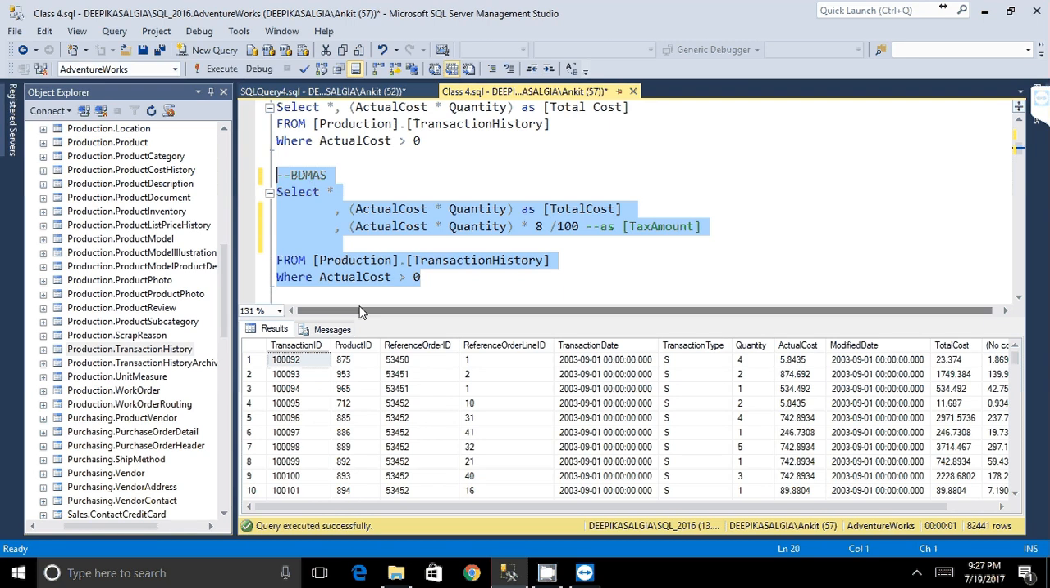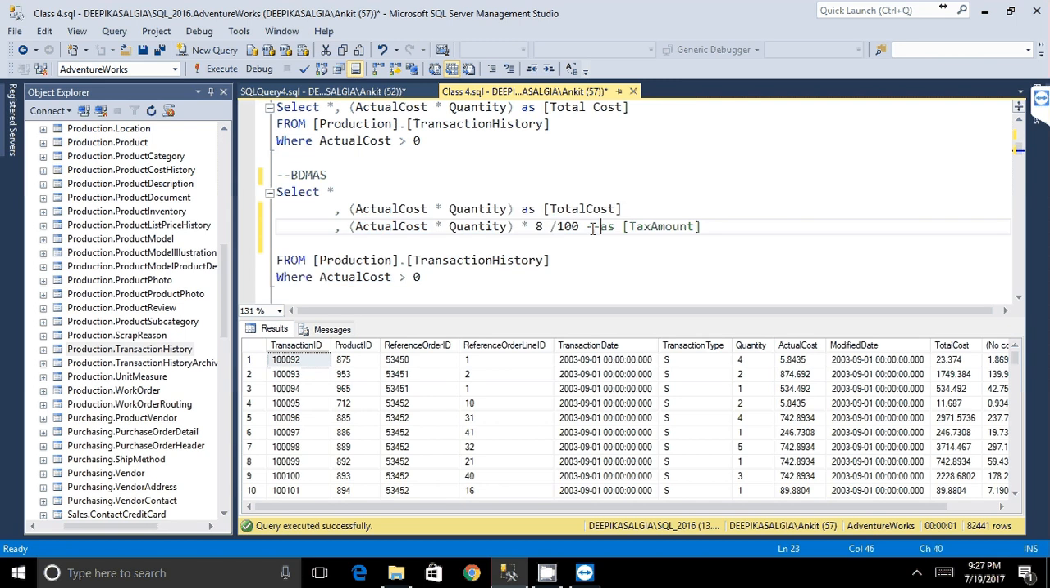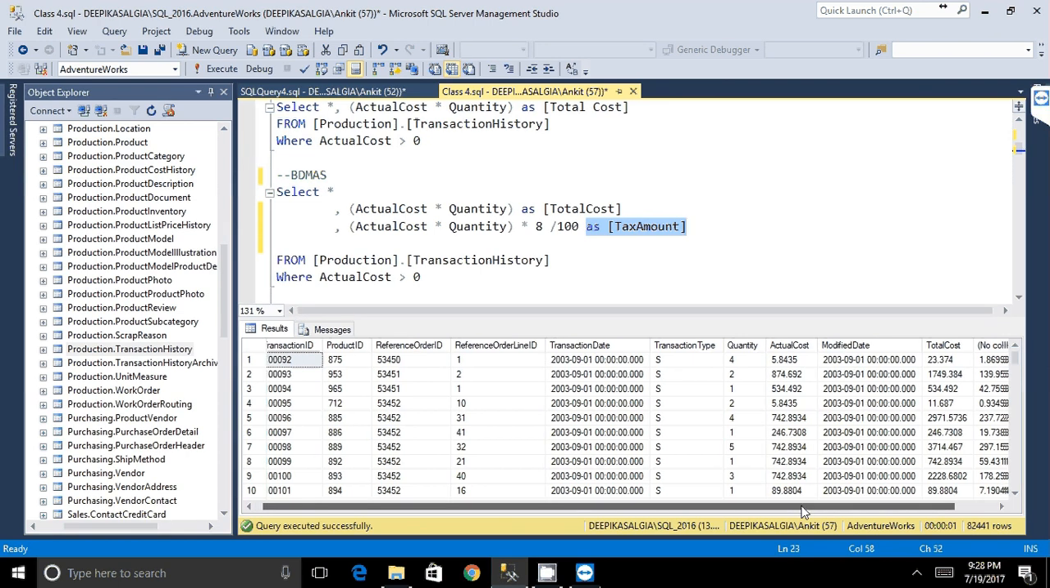So anything you don't like in your query, or if you want to put little comments, you can always use double hyphen. Okay, all right, so I do include this, with tax amount as my column alias name, and it will appear in my query.